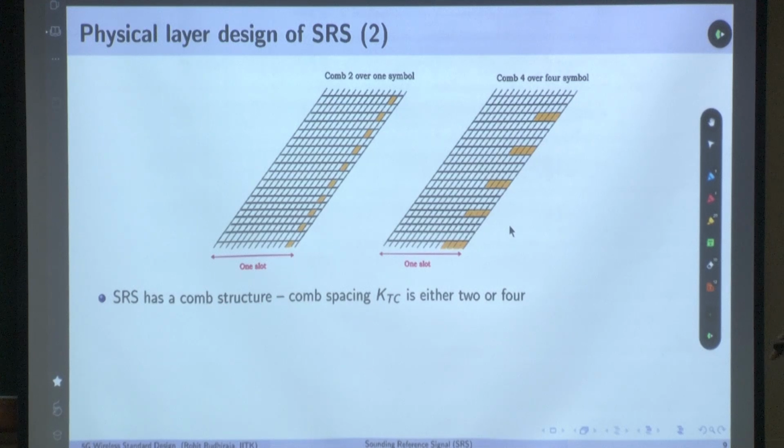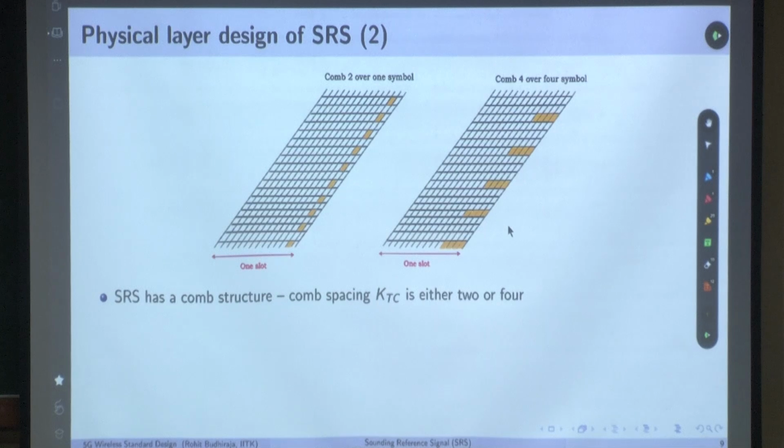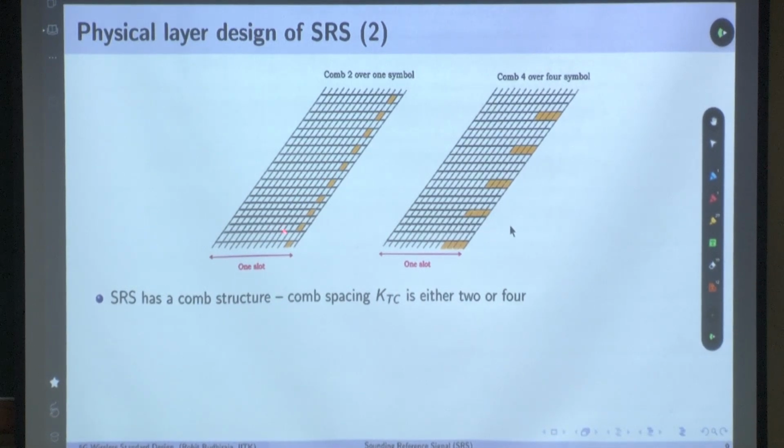You should get used to this terminology. SRS has actually a comb structure. What is this comb? You look at this. Okay, then here it is easier to see. These are the teeth of the comb, and that's why it is called a comb structure.